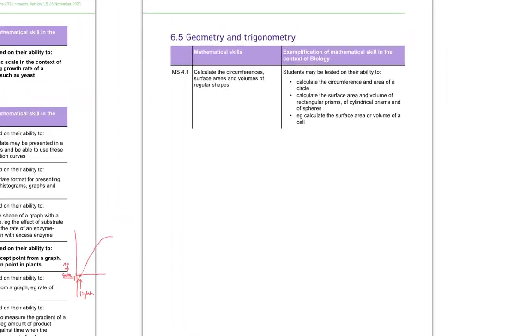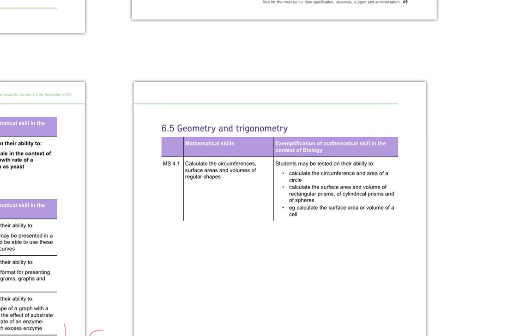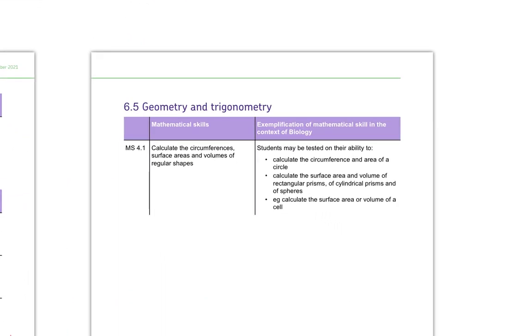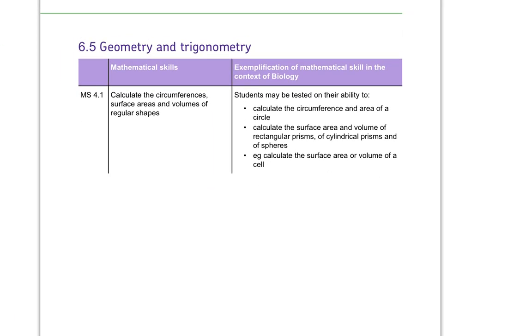And the last one is, well, it can't be. It is. I've got through all of them. Wow. So this is calculating the circumference, surface area, and volumes of regular shapes. Again, if they want you to do a sphere, they'll give you the formula for the sphere.